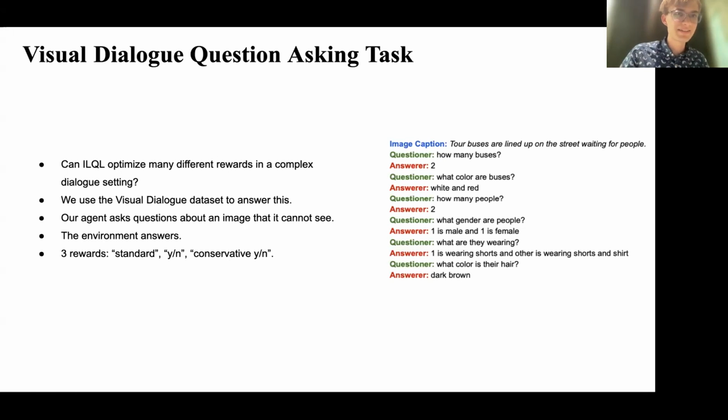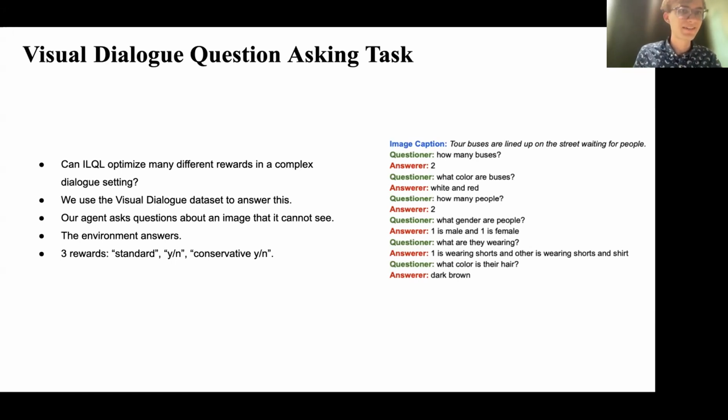The details about this setup are in the paper. I won't go into them, but essentially we have a big dataset of these visual dialogue conversations, and we apply 3 different rewards to this dataset. One is what we call the standard reward, which is that at each turn you get -1 reward.